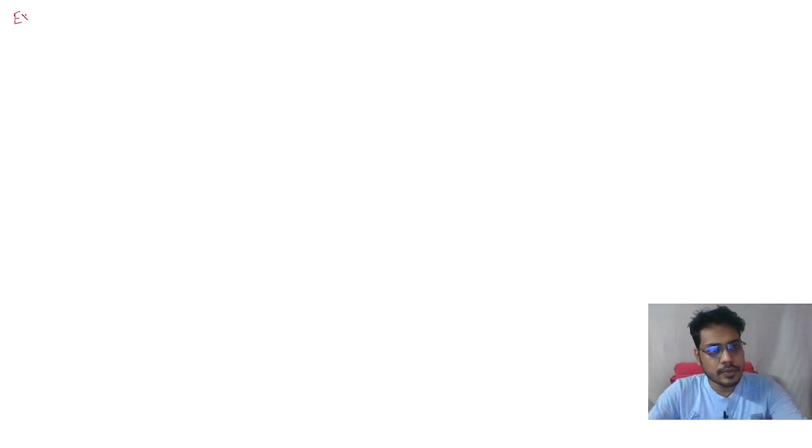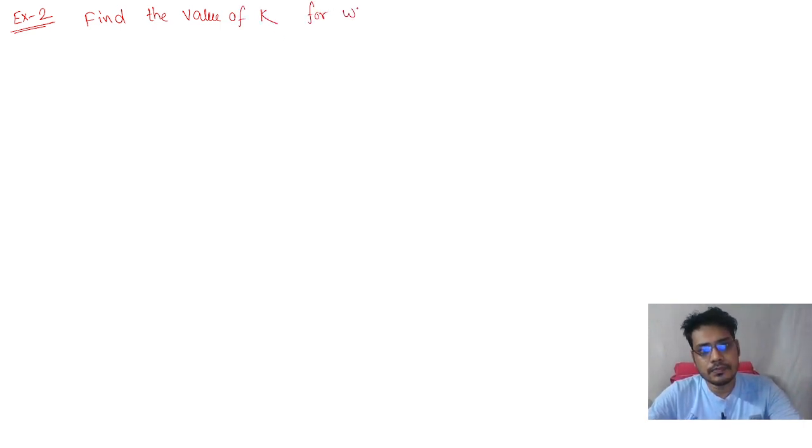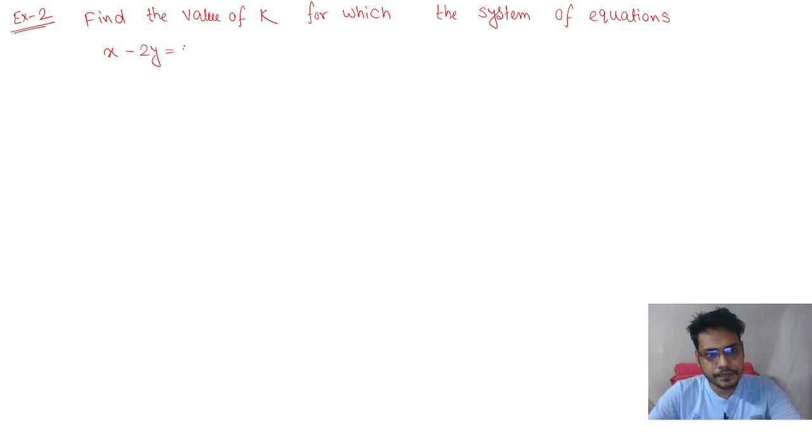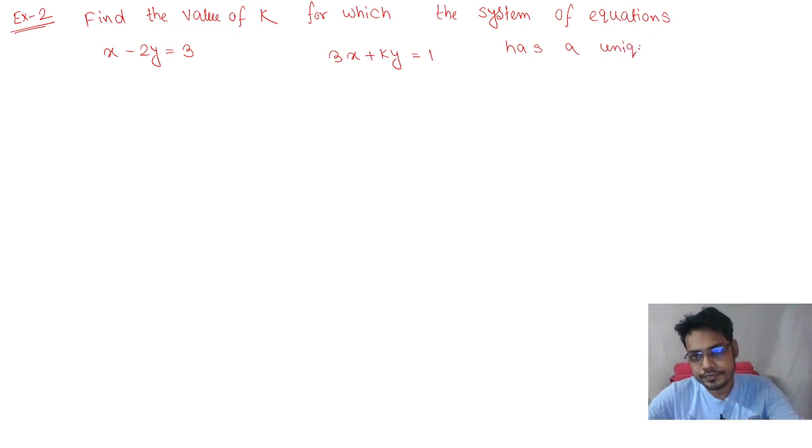Okay, let's do the next one, question number 2. Find the value of k for which the system of equations x minus 2y equals 3 and 3x plus ky equals 1 has a unique solution.